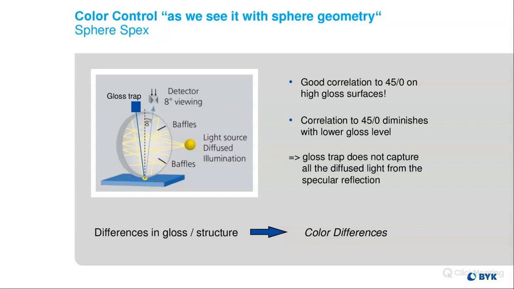And you can see in this one, differences in gloss and structure are also equal to color differences. Like I said before, it has good correlation with 45-0 on high gloss surfaces, but as you lower that gloss level and the sample becomes more matte, your correlation to the 45-0 is going to diminish slightly.